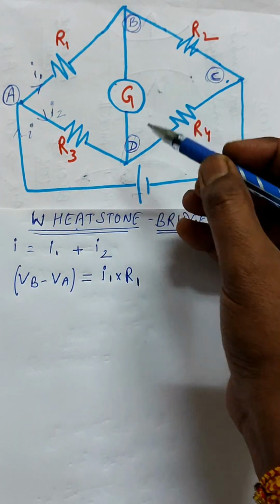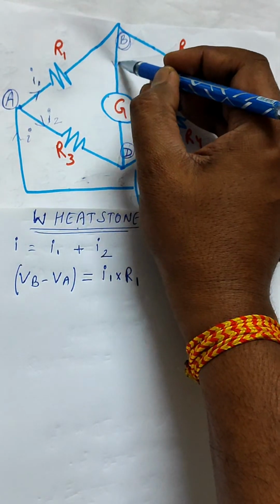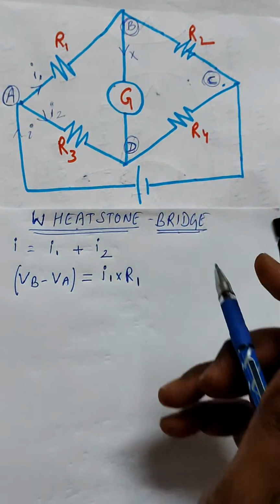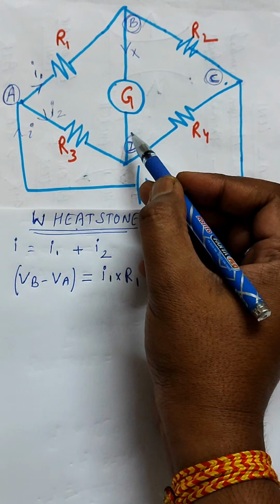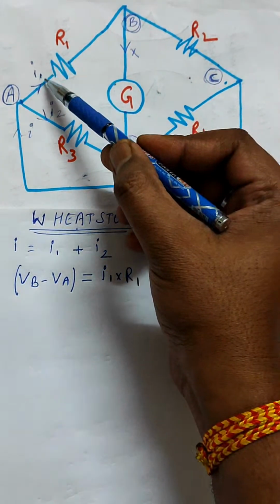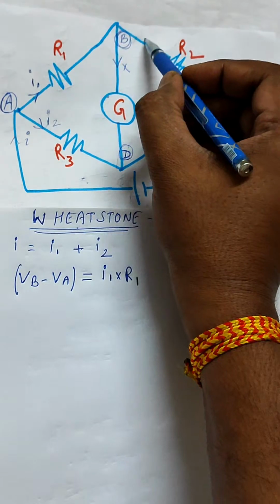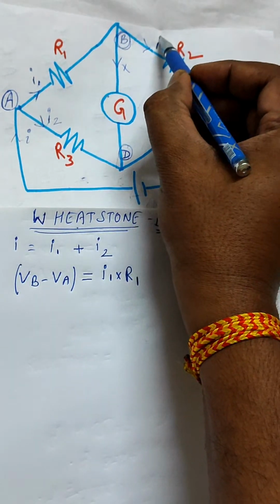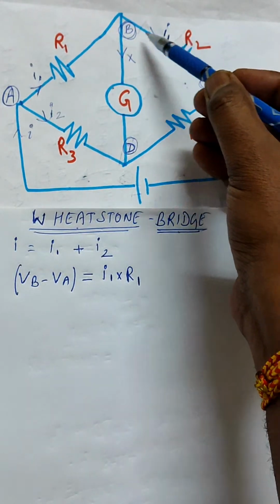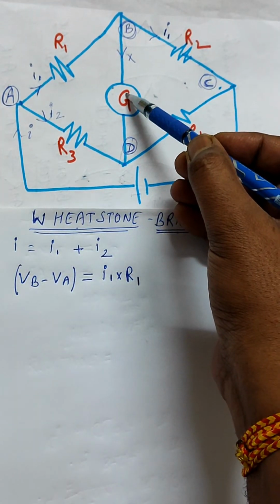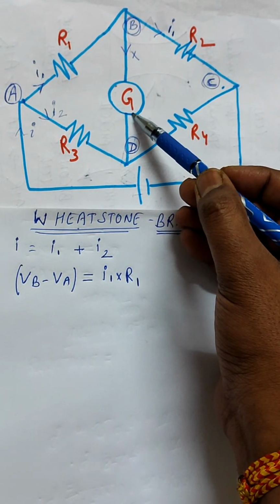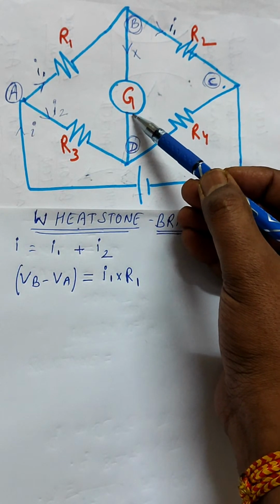Similarly, when this bridge is balanced as per the condition of the Wheatstone bridge, no current will be flowing through the galvanometer. So we can say that this bridge is balanced, and this current I1 will pass as it is over here. No current will be passing through this galvanometer, because it will not show any deflection. This galvanometer acts as an ammeter over here.